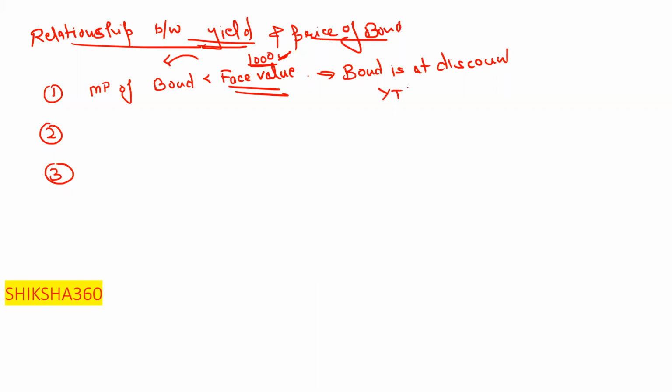It means that yield to maturity is greater than the coupon yield. In that case, yield to maturity is greater than the coupon yield.